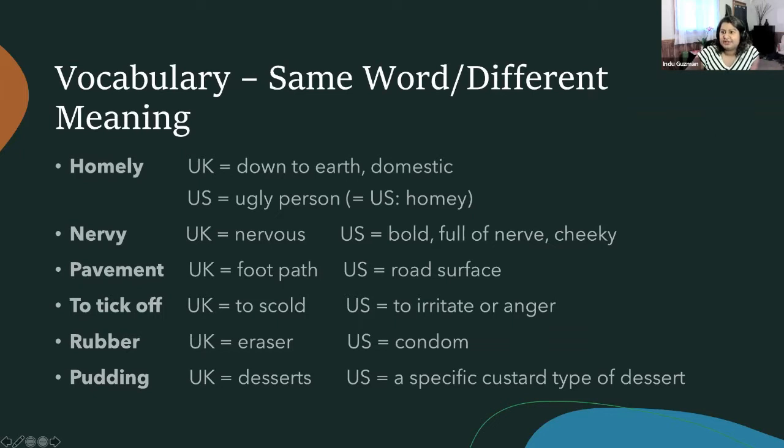Let's see any other comments. Pavement be sidewalk? Yes, it would. And they call it playtime too. Yep, I've heard that. Yes, definitely true.